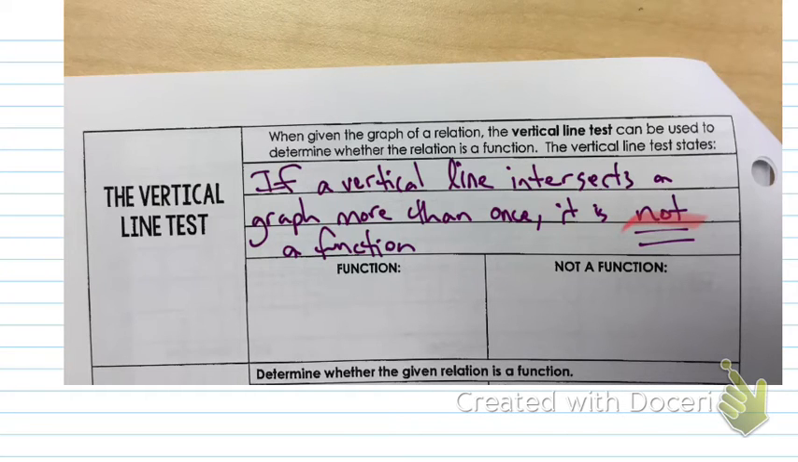So I want you to think a little bit about Frankie Fresh here. Remember when Frankie Fresh birthed that clone yesterday? Or Friday? Okay, what did the graph look like when the clone was born? Kind of like a circle. So the graph kind of looked like this, right? Something like that. If I put a vertical line through there, how many times would that vertical line touch my graph? Twice, right? Which means not a function.